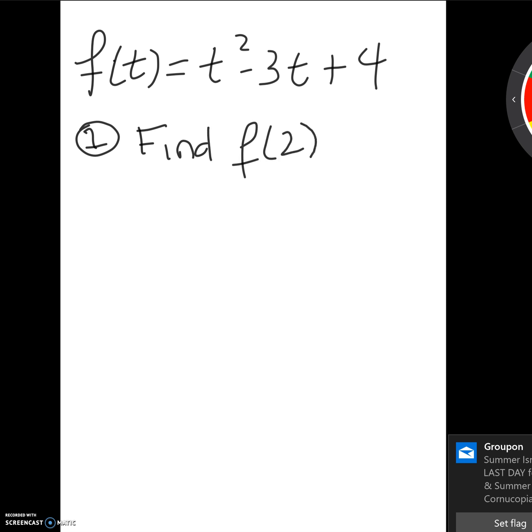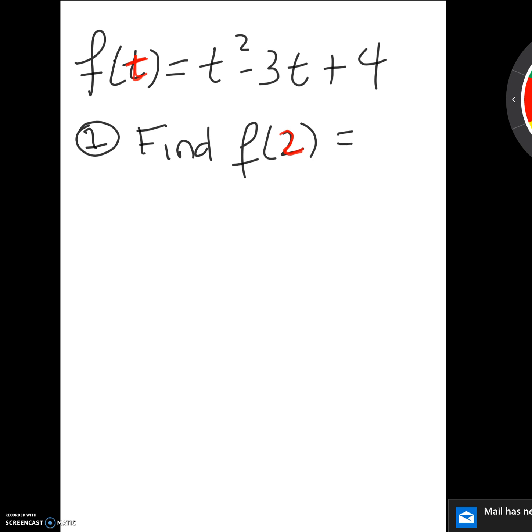Okay, so finding f of 2 means every time we see a t, I'm going to turn that t red over here, I want to replace that t with the number 2. So we're going to go back to that function, f of t, and again, every time I see a t, I'm going to replace it with the number 2. So substituting in, we're going to get the following.